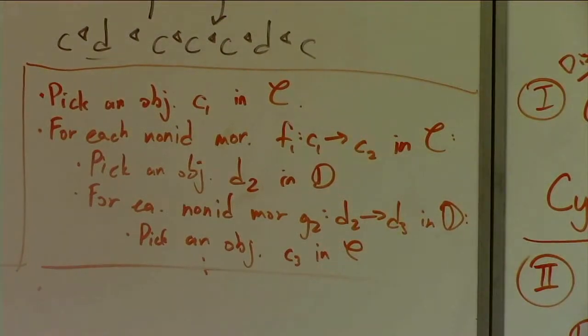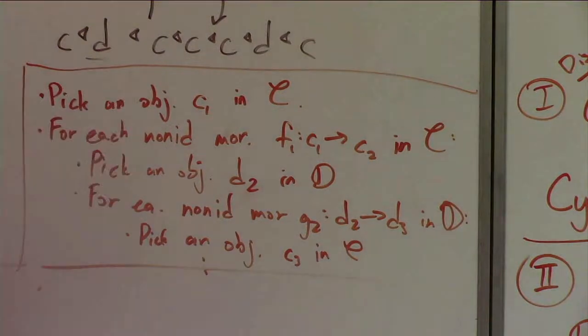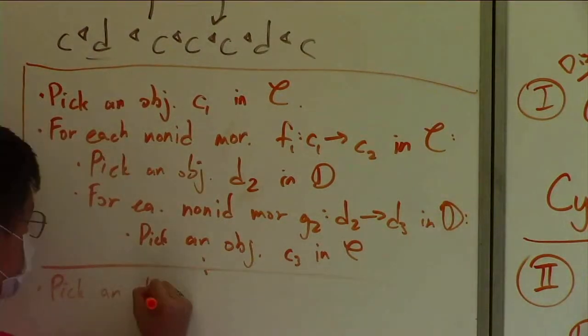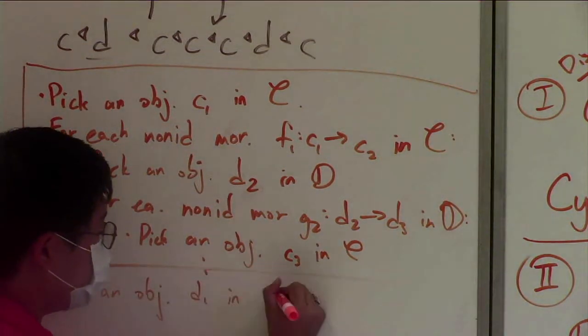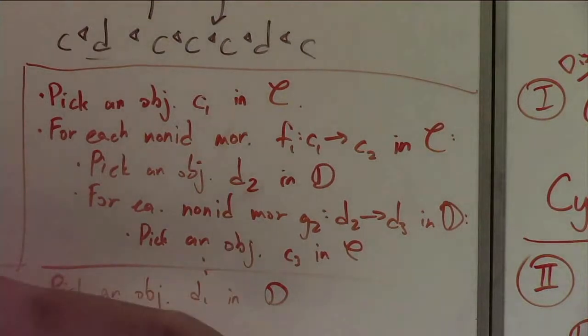OK. And then we do this exact same thing again, except switching the roles of C and D. So we pick an object D1 in D, and then for each non-identity morphism coming out of it, pick an object in C for each non-identity morphism coming out of that, and so on. And that specifies a unique object in the product of C and D in Cat.